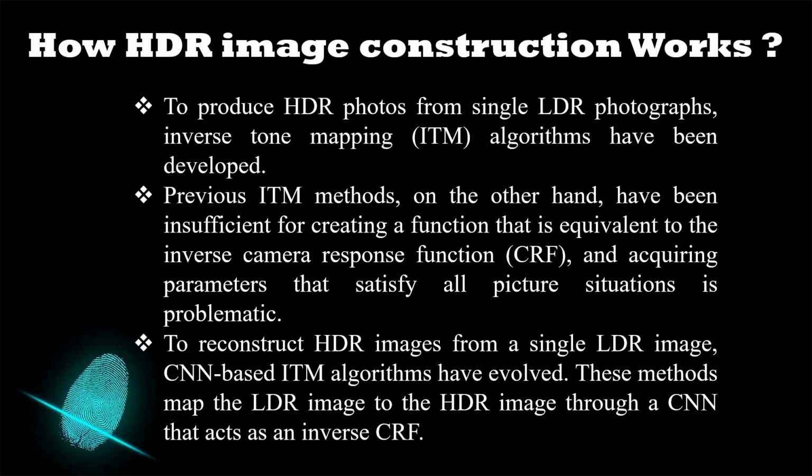So basically, these are some points. To produce HDR photos from single LDR photographs, inverse tone mapping (ITM) algorithms have been developed. Previously, ITM methods have been insufficient for creating a function that is equivalent to the inverse camera response function (CRF), and acquiring parameters that satisfy all picture situations is problematic. To reconstruct an HDR image from a single LDR image, CNN-based ITM algorithms have evolved. This method maps the LDR image to the HDR image through a CNN that acts as an inverse CRF.